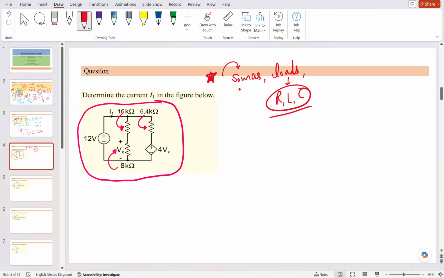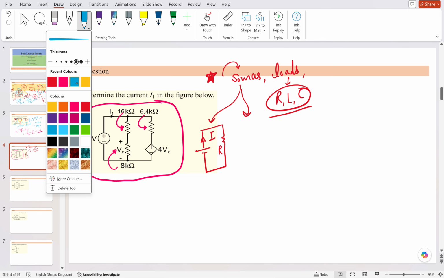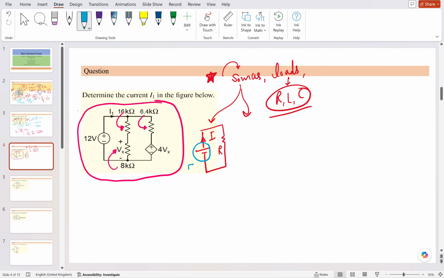Sources are of two types. One is the dependent source, the other is the independent source. Suppose I consider a battery which supplies a current through some R load. You can say this is not dependent on anything. If it is 5 volt, it is supplying 5 volt only. It is not dependent upon any of the parameters. They are called independent sources.